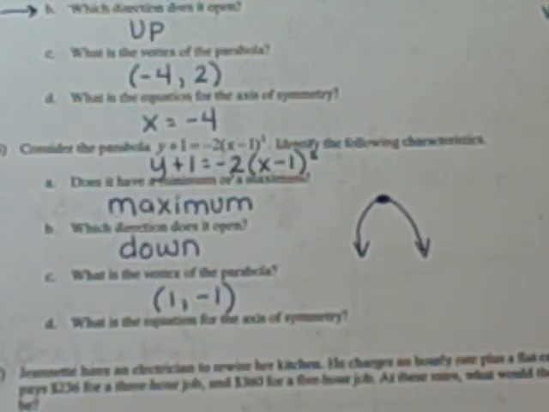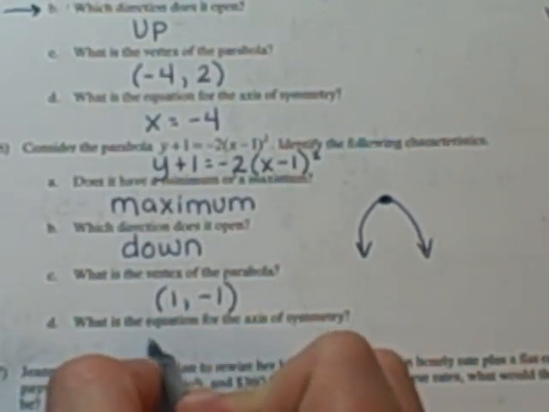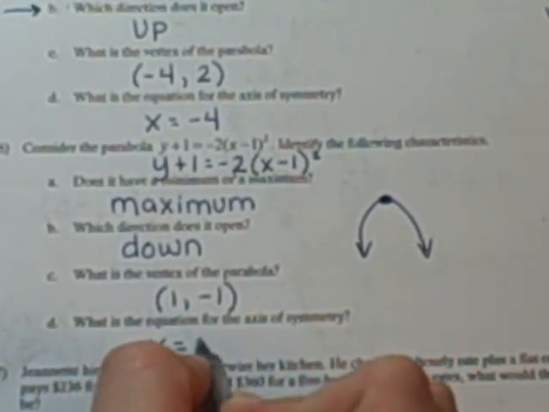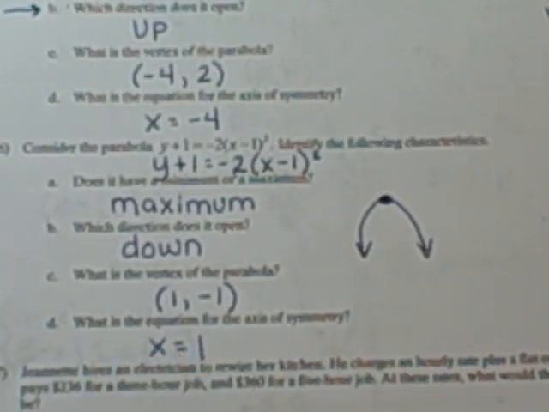And then do you remember what we said about the axis of symmetry? The axis of symmetry is always x equals the first number from the vertex. Okay, so our axis of symmetry here would just be x equals 1. And again, make sure that you are including the x in your answer.